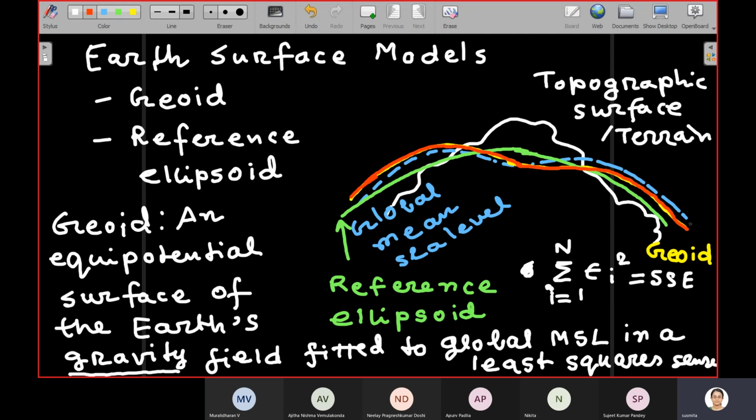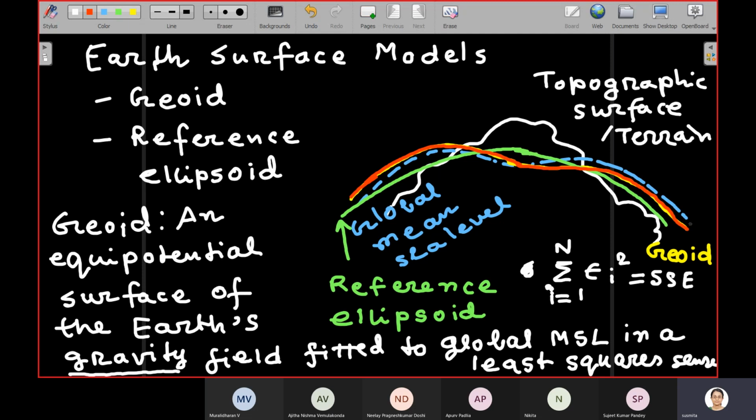So this is a relatively smooth and closed surface, but still it is not easy to mathematically represent it. Why does it assume a shape like this? This happens because of the uneven distribution of mass within and on the surface of the Earth. That's why we do not get a nice model that can be easily represented by a mathematical model.